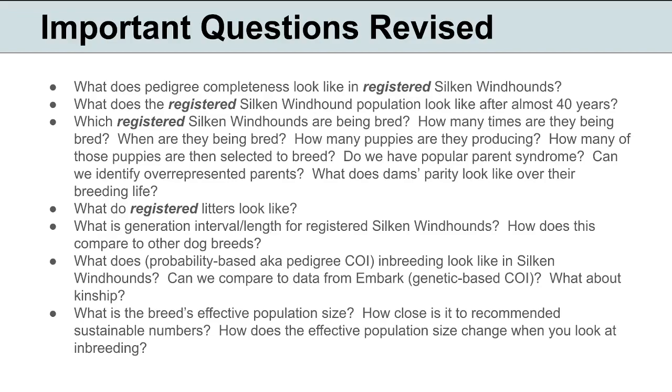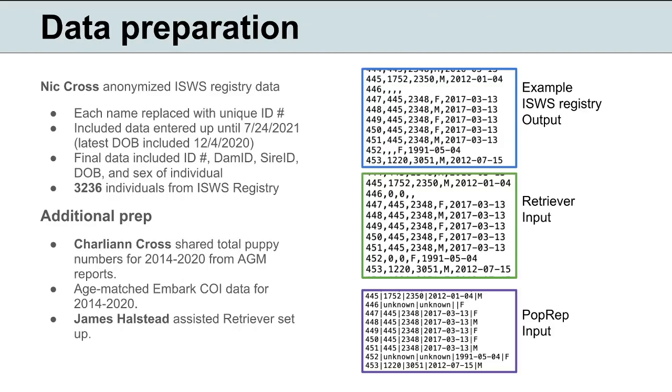So to answer these questions, we had to prep the data. Nick Cross anonymized the ISWS registry data for me. Each name was replaced with a unique ID number, and the data included entries up until late July of 2021. The latest date of birth included in that data was from a dog born in December of 2020. So all of the data that you're looking at today only includes dogs born up until December of 2020. It doesn't have all of the dogs that were registered in the last few months of this year.